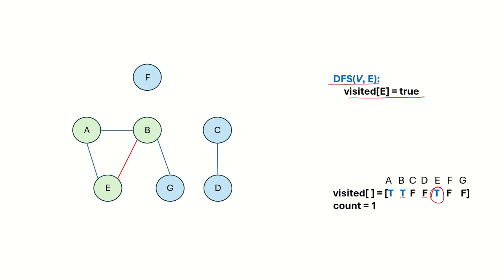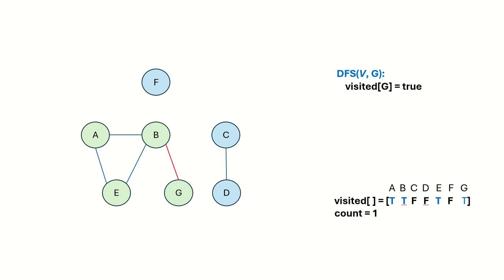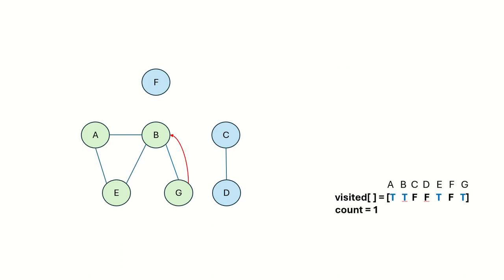So now we have to backtrack to B. So we backtrack to B and explore other unvisited neighbors of B. So there is one which is G. So we go to G and call DFS on G. So when we call DFS on G, we will mark G also as visited. Now we check the unvisited neighbors of G. There are none. So we backtrack to B. There are no other unvisited neighbors of B. So we backtrack to A. Again, we see that there are no unvisited neighbors of A.